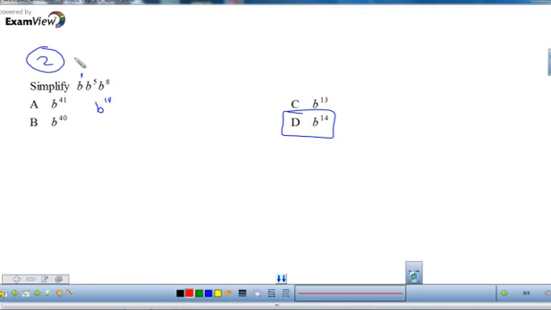Another way you can do that is you have 1 B here. You have B times itself 5 times. And then finally you have B times itself 8 times. So if you count how many B's you have, you'll see you have a total of 14.